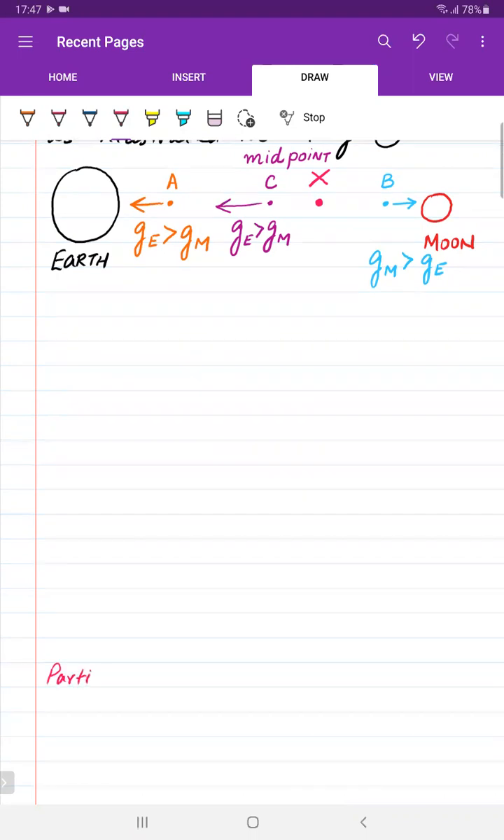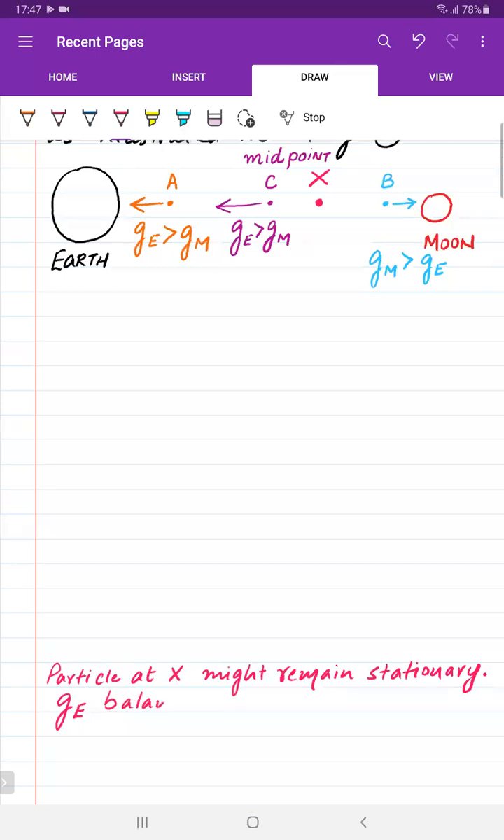Particle at X might remain stationary. And I guess if you are asked to justify what the justification is for remaining stationary at point X, you would all be in agreement that the gravitational field strength of the Earth balances out with the gravitational field strength of the Moon.